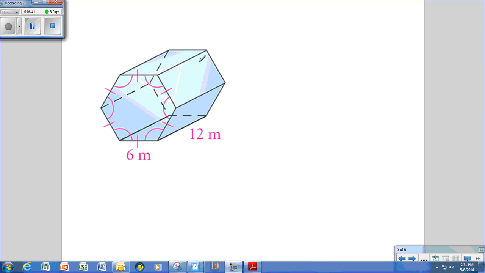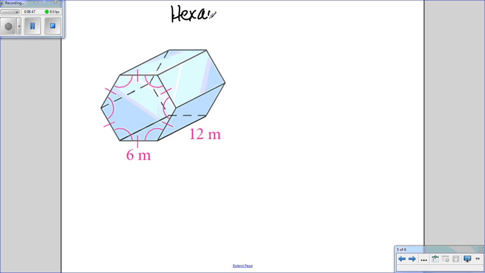Okay, these are a lot more tricky here. In this case, we have a hexagonal prism. All right, so our bases are hexagons. You can see it's laying on its side, so the base is the front and then in the back. Okay, so I'm going to use the same formula, perimeter times height plus 2 times the area of the base.